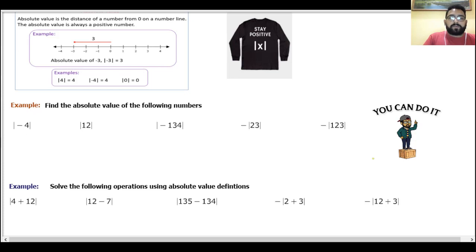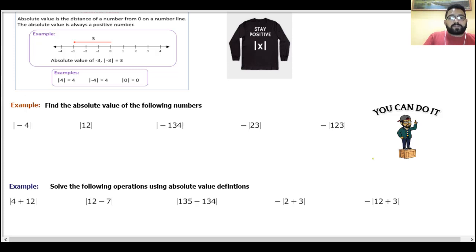So here we have some examples where we need to find the absolute value of the following numbers: the absolute value of -4, the absolute value of 12, the absolute value of -134, the negative of the absolute value of 23, and the negative of the absolute value of 123. Whenever we talk about absolute value, we use these symbols, the bars, that represent the absolute value. And remember the definition, it's always positive. It doesn't matter if the number inside the bars is positive or negative, the answer is always positive.